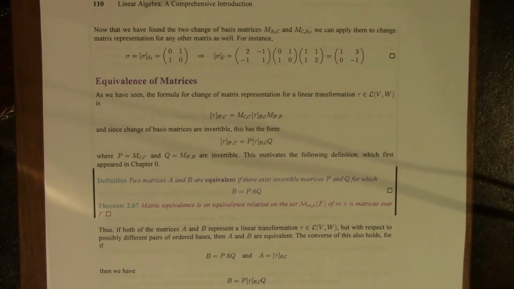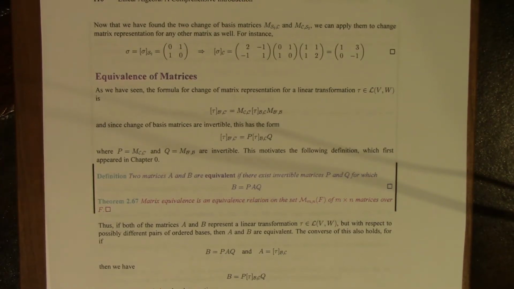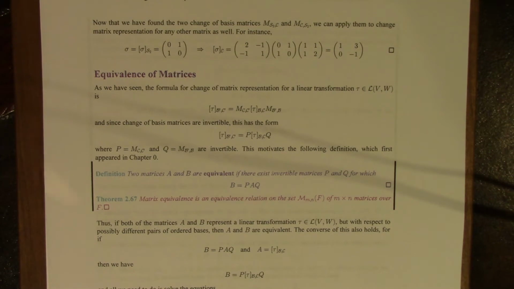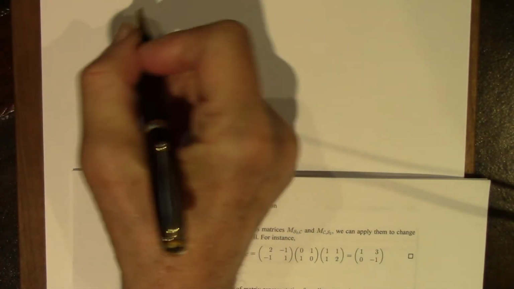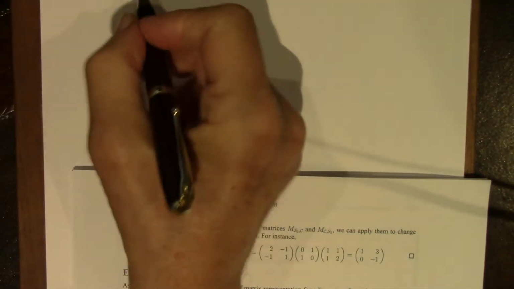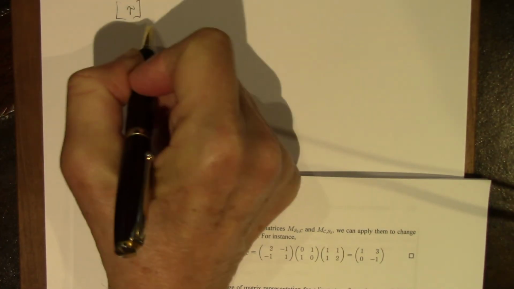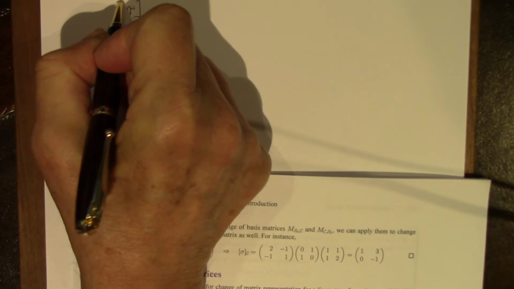We have discussed the fact that given a linear transformation from V to W, where V and W are finite dimensional, and given an ordered basis for V and an ordered basis for W, we can represent the operator, let's call it tau, by a matrix. And we've been denoting this matrix by tau B comma C.